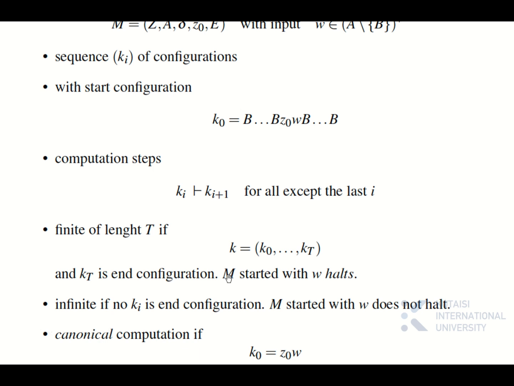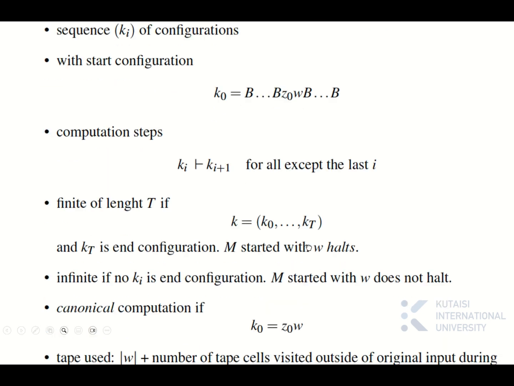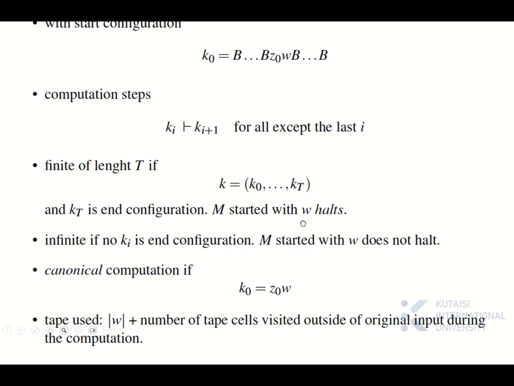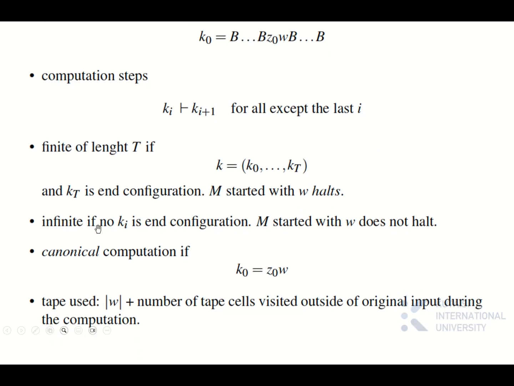Even though in my head it might not halt and continue to do things, I assume that if it enters the accepting state, it halted. So I will say that my machine halts if such a thing exists, a finite string with the end configuration. I will say it's infinite if no such thing exists, so there's no end configuration. My machine keeps on doing this and never enters the accepting state. It might happen. I will say that it's an infinite computation, and maybe say M started with W does not halt. That means it just never enters the accepting state.